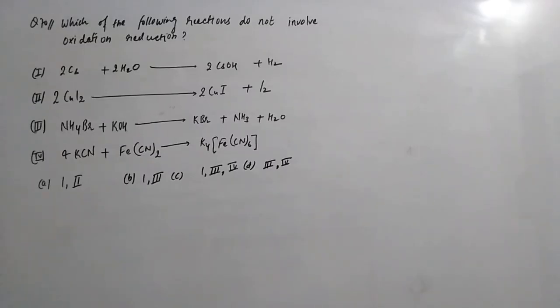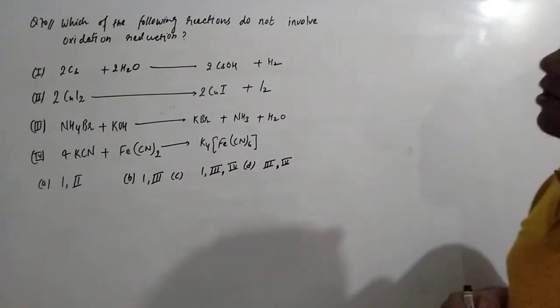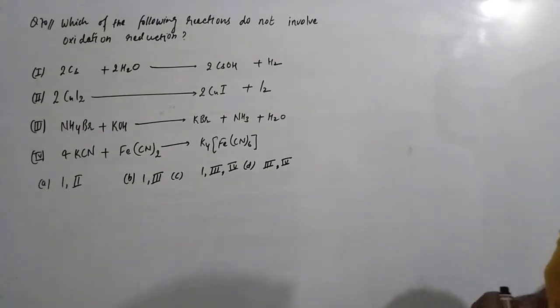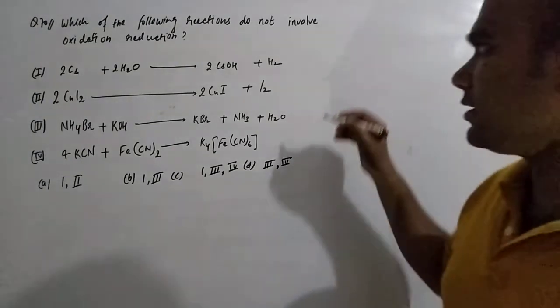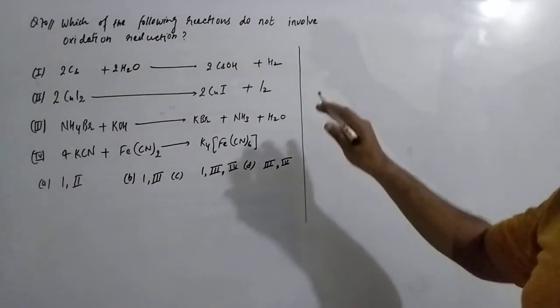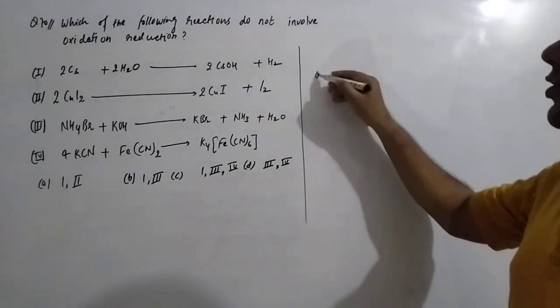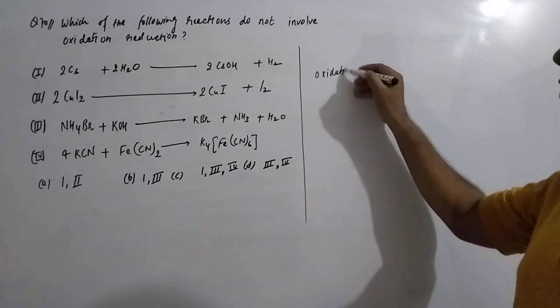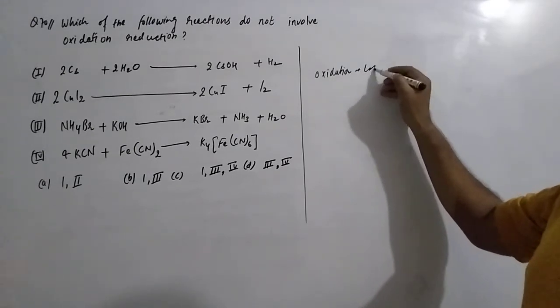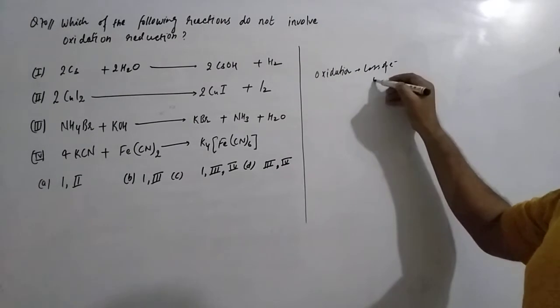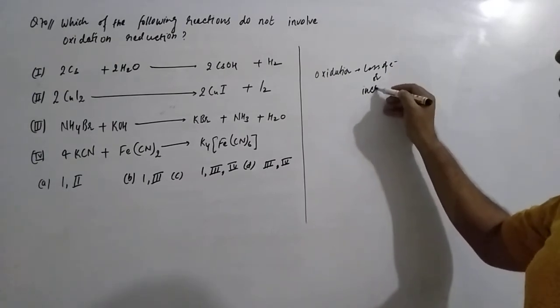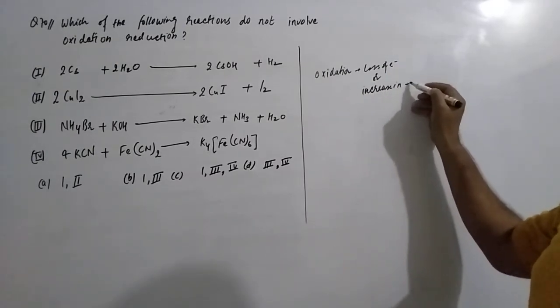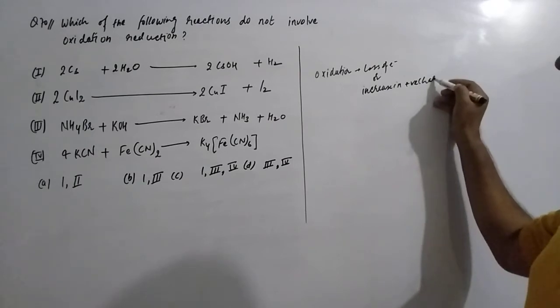Student, now let us see problem number 17. Quite easy problem, student. Which of the following reactions does not involve oxidation reduction? So you know very well, oxidation means what, student? Oxidation means loss of electron, or in other words increase in positive charge, okay, student, that we have to check.